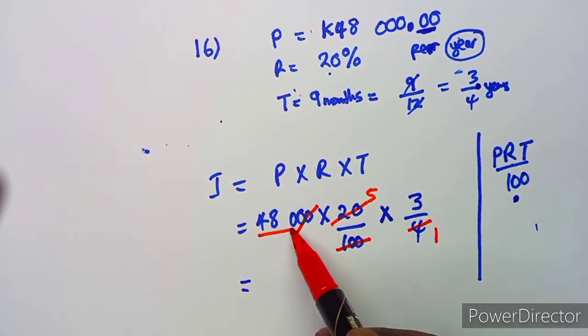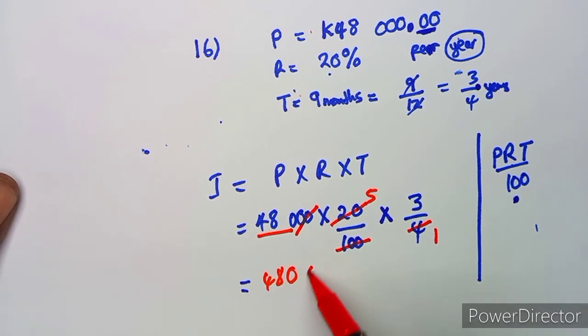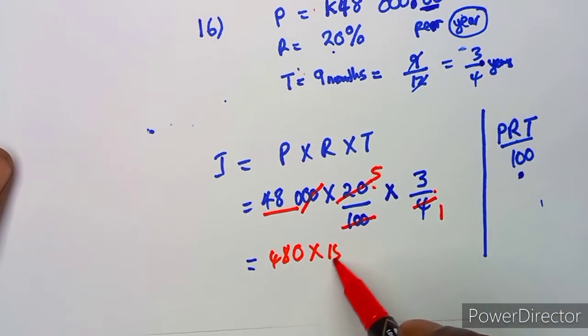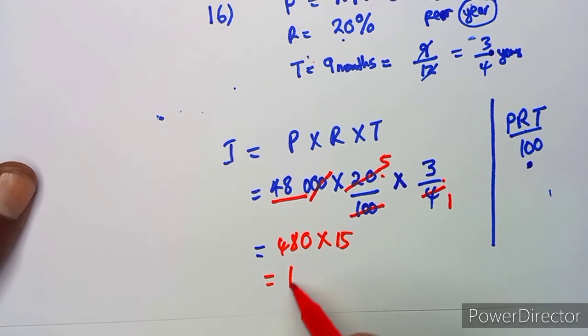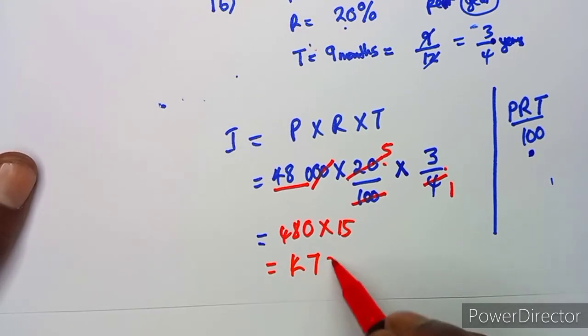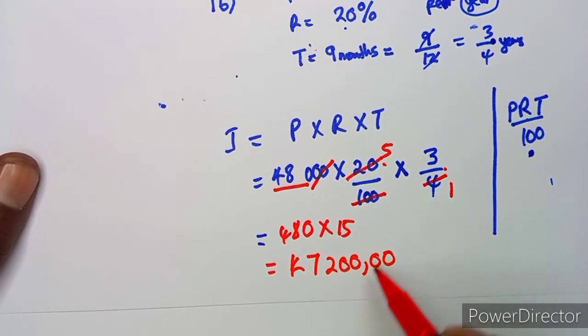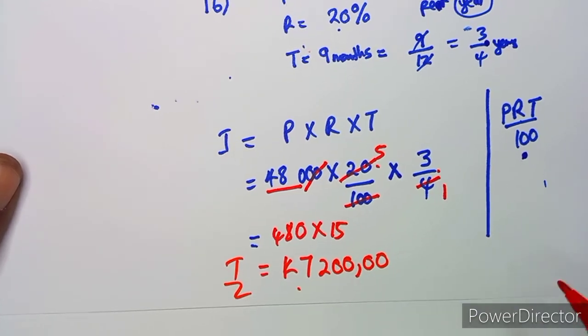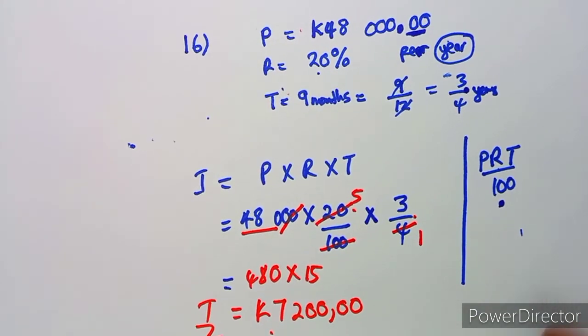So you can multiply 480 times 5 times 3, which is 15. And this is going to give us 7,200 kwacha as the interest. This is what Mr. Mali received as the interest. So take note, guys, how you calculate your interest is simply a matter of substitution into the formula, and you are done.